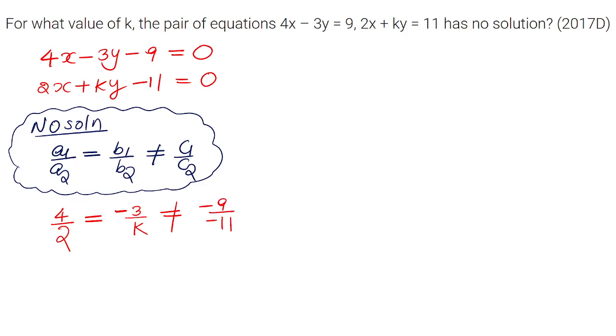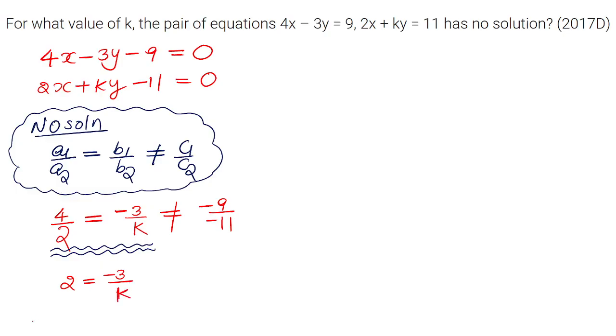We want the value of k. So to find the value of k, you just equate the first and second ratios. Clearly this is not equal to minus 9 by minus 11. I don't want this third one. If you equate these two, you will get k. 4 by 2 is 2. Minus 3 by k.